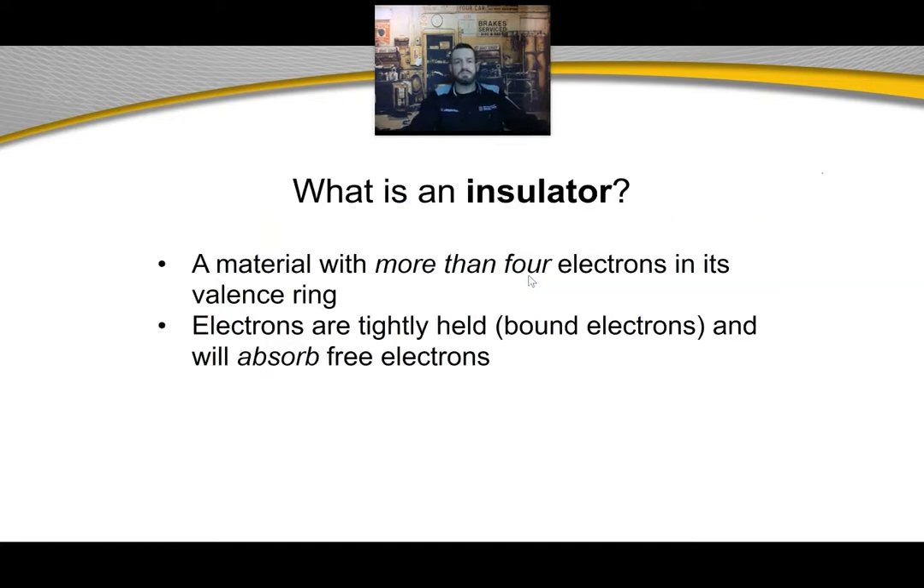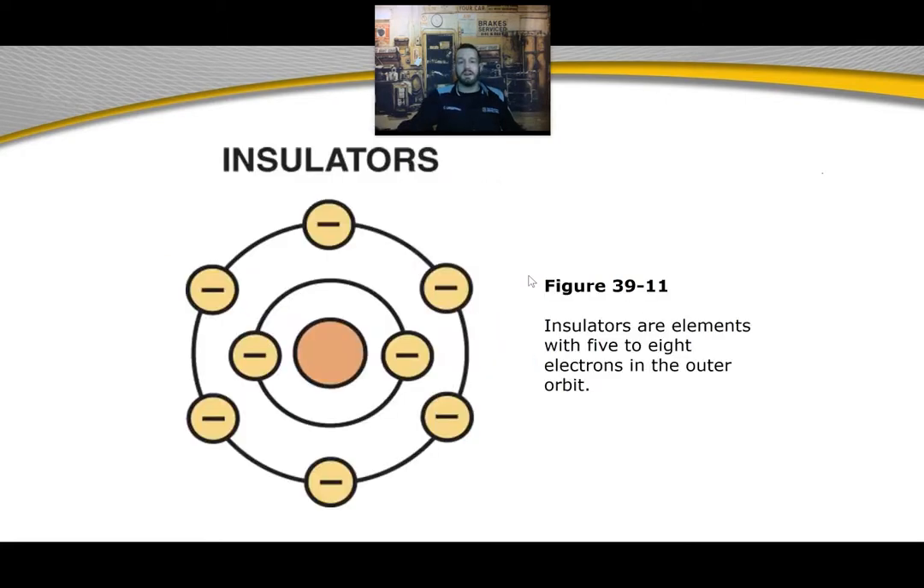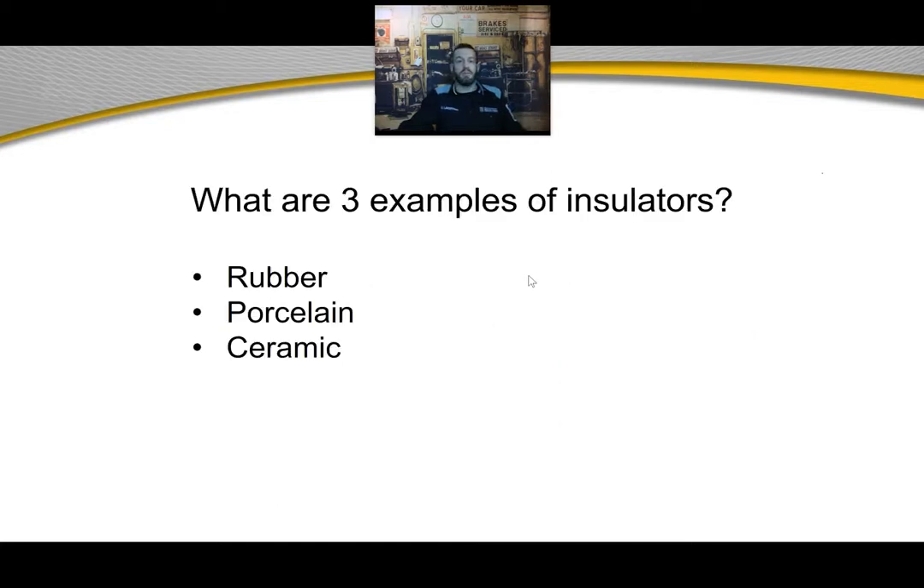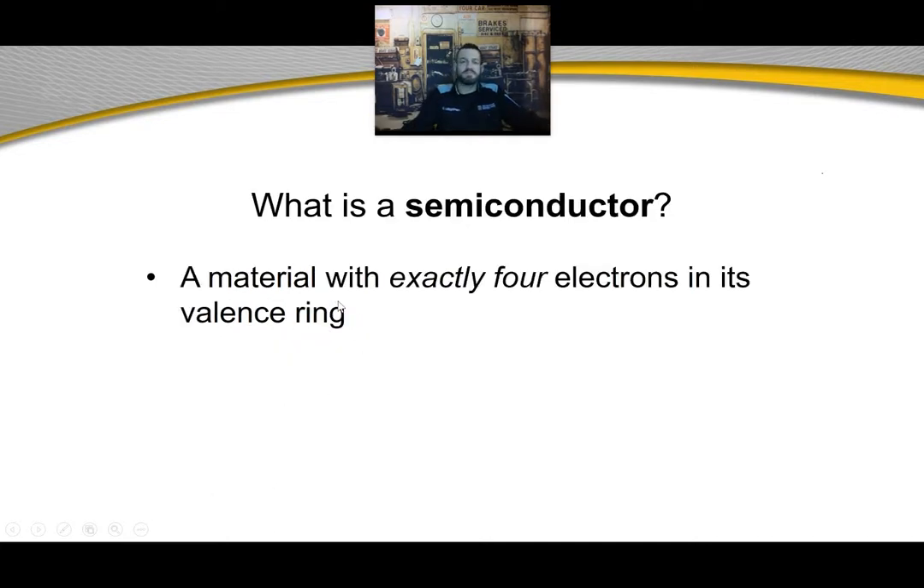An insulator is a material with more than 4 electrons. So you have less than 4 and you have more than 4. What is 4? We're going to get to that later. An insulator is a material with more than 4 electrons in its valence ring. Obviously, if it has more than 4, it's going to be tightly held. The electrons aren't going to flow easily, so you're not going to have the conducting of electricity. It's an insulator. Look, this one has 6. Three examples: rubber, porcelain, ceramic. This is why you see porcelain, ceramic, and rubber being used as insulators.